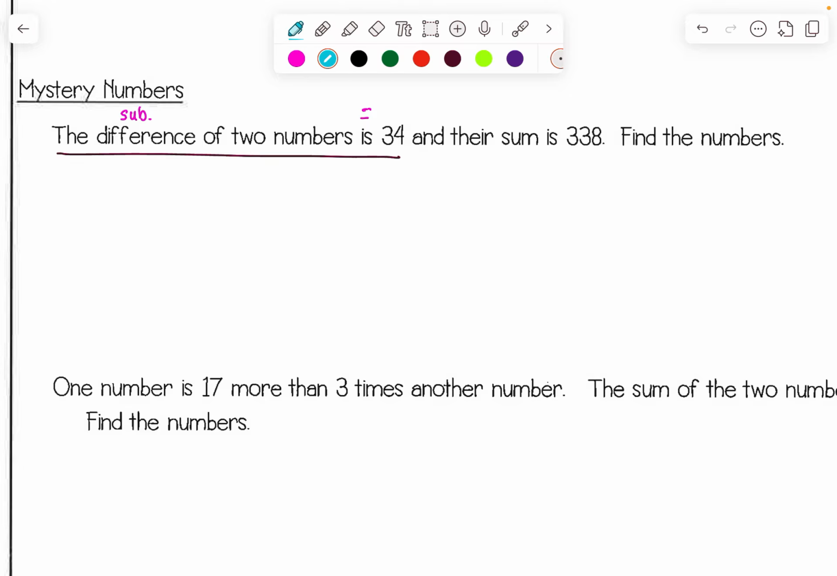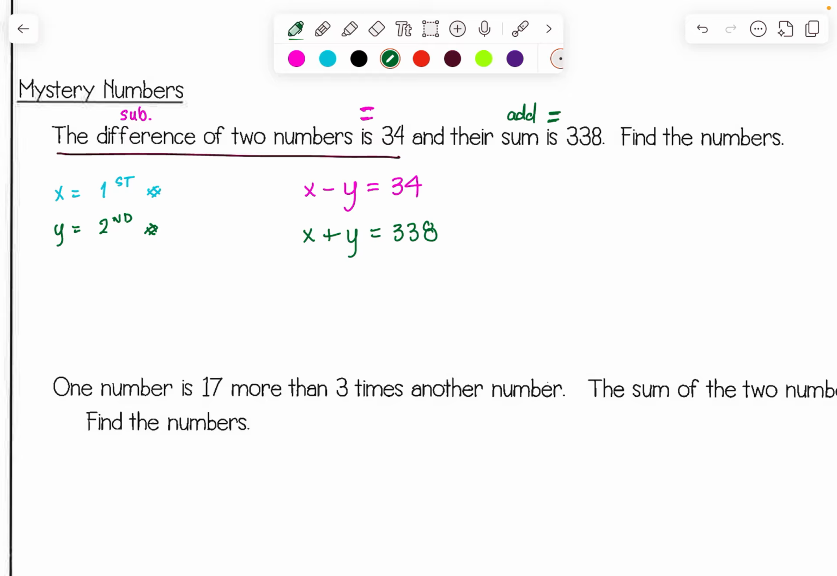We're going to let x equal the first number. We'll let y equal the second number. So the difference between these two numbers is going to be x minus y. The difference of two numbers "is" means equals 34. Now their sum is 338. Their sum means to add, and remember "is" means equals. So if we add these two numbers, we get 338.